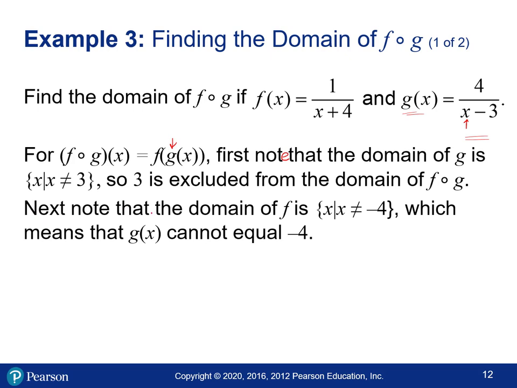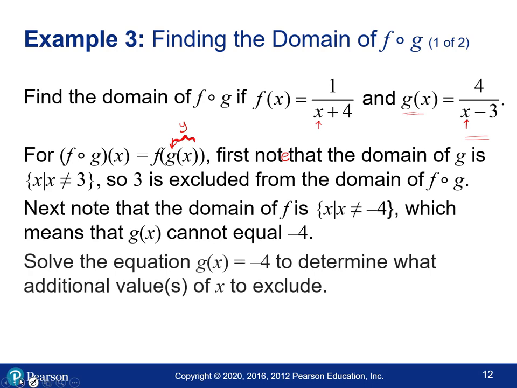Okay, so next notice that the domain of our outside function is any real number except negative 4, because if you put a negative 4 here, this is going to be undefined. And so because we are plugging g of x into our function f, this is the y value. Okay, so this is the y value of g getting plugged into our function f. We have to figure out, well, is that y value, g of x, ever going to be negative 4? Because if it is, we can't actually plug that into our function. It would cause a problem.